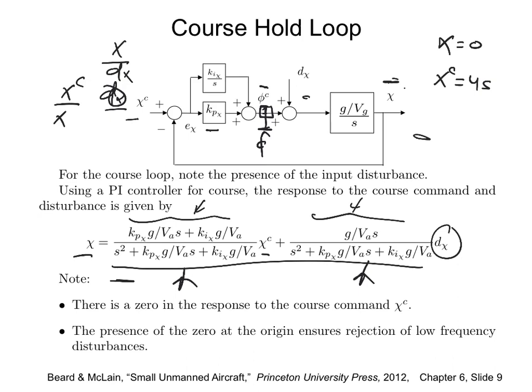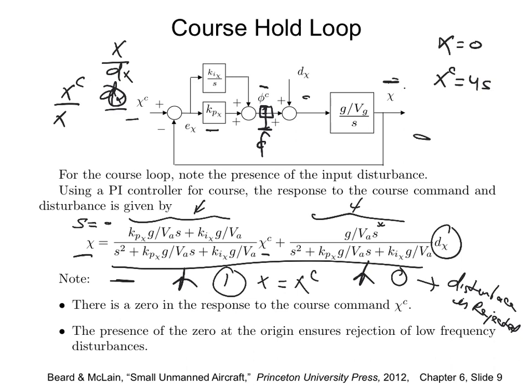So if you see, the final value theorem is basically, if you keep s equals 0 here and this everything goes away, it becomes 1, and when you set s equals 0, because there is a 0 here, this whole thing goes to 0. So that means the disturbance is rejected here, and at steady state chi equals chi c, basically. So that's the whole idea.